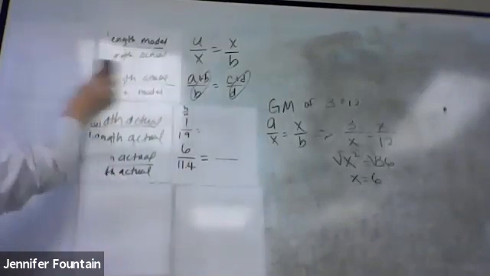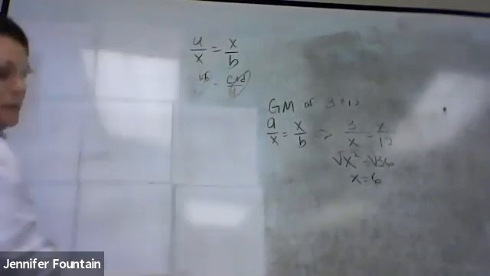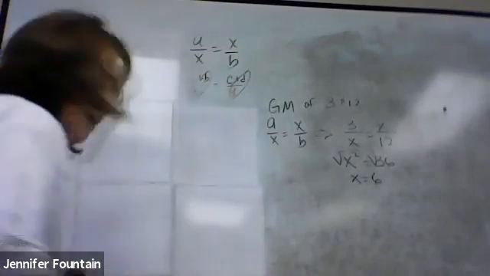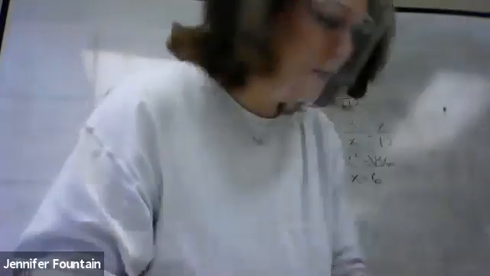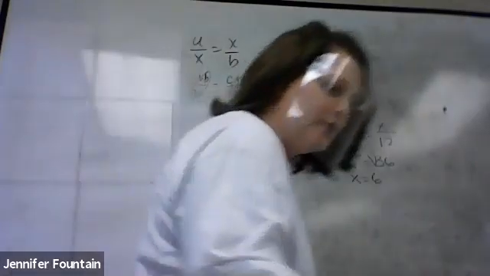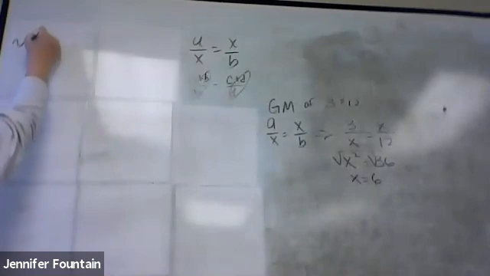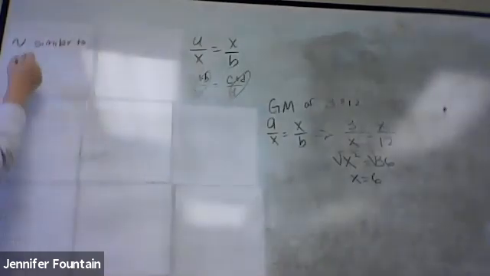So my symbol of similarity, what are we used to seeing that little wavy line with? Congruence, yeah. So when I have that, that means similar to. So usually when I have my congruence, that means it is similar and equal.